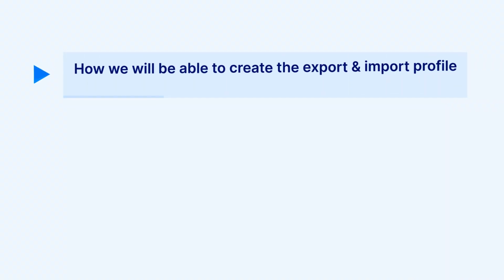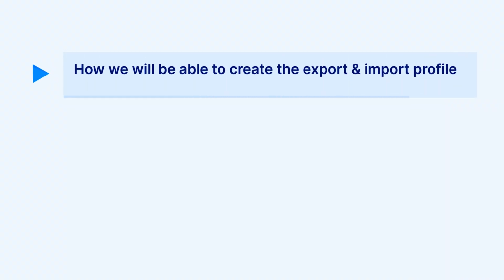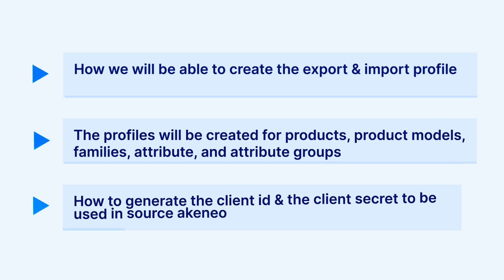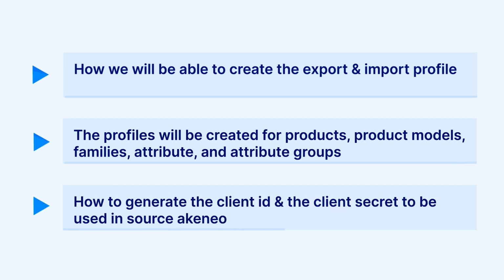So in today's video tutorial, we'll be checking out how to create the export profile and the import profile for the product models, categories, families, attribute options, attributes and attribute groups, so that we are able to import and export the products from the source Akeneo to the destination Akeneo. Apart from that, we'll also be seeing how we can generate the client ID and the client secret that is to be used in the source Akeneo for configuration purposes.